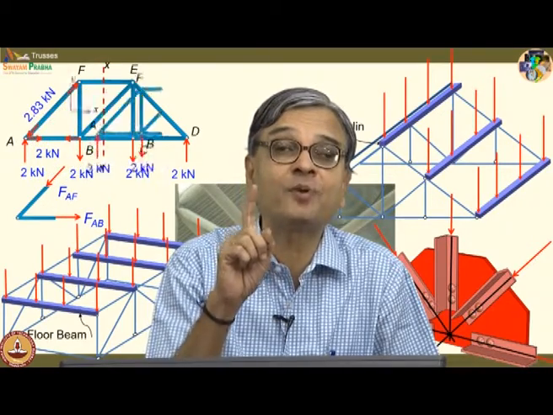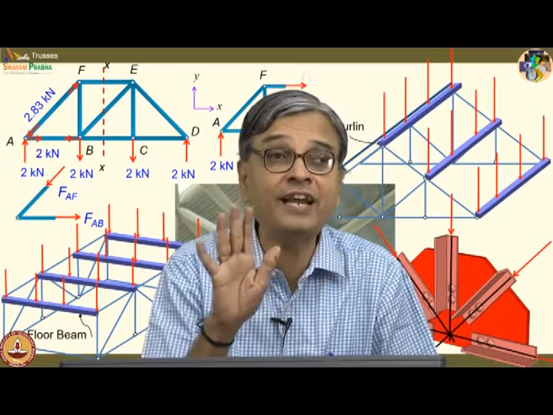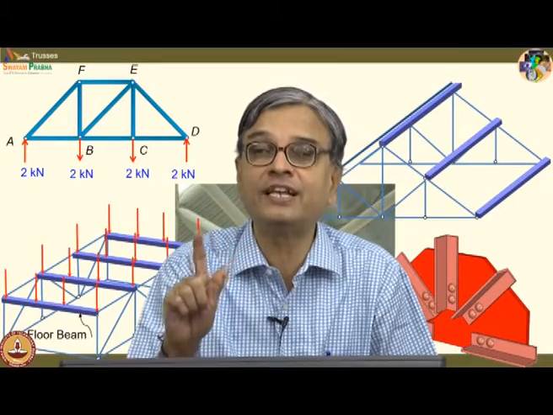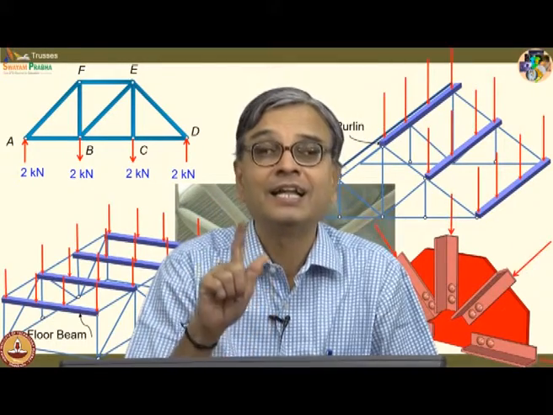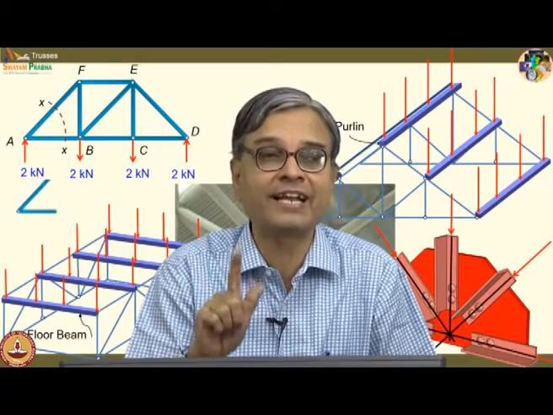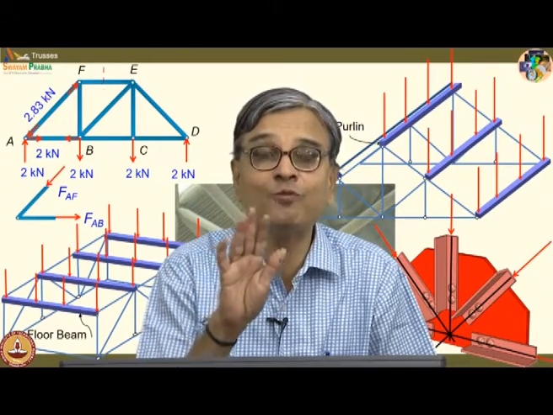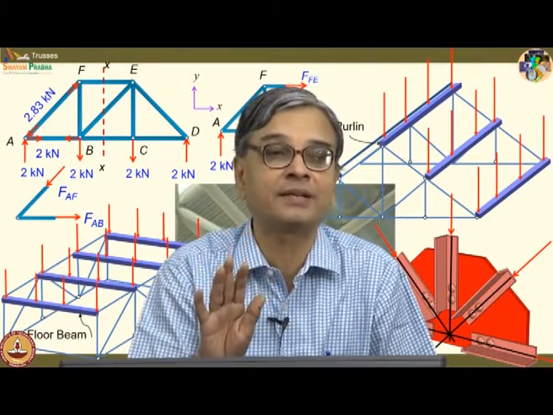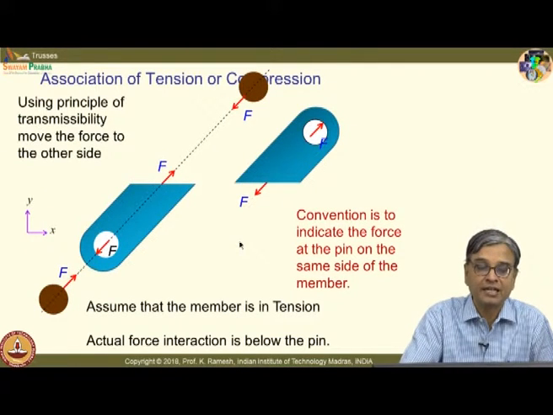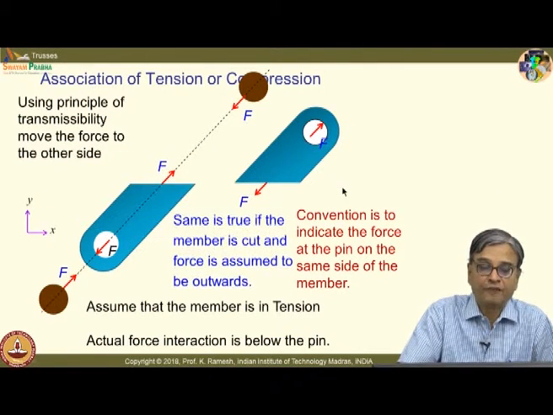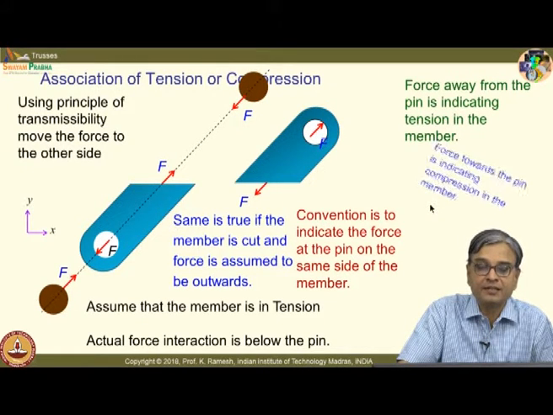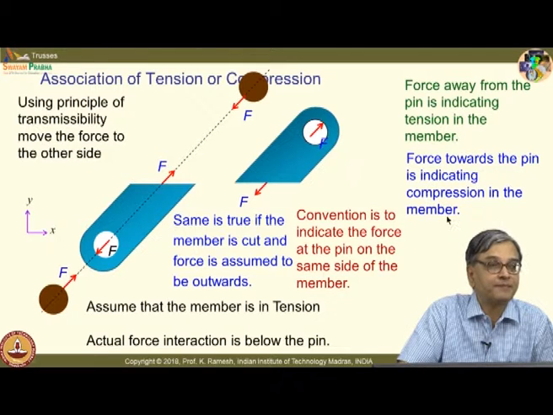In a free body diagram, if you get positive or negative, that does not indicate tension or compression. That only says the force direction you have taken originally is correct if it is positive, and wrong if it is negative. Those positive or negative signs are not indicators of tension or compression in the member. You have to associate that the force is tension when it is away from the pin, and the force is compression when it is towards the pin.